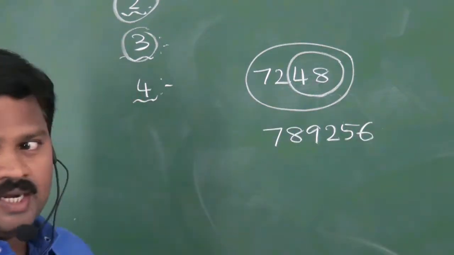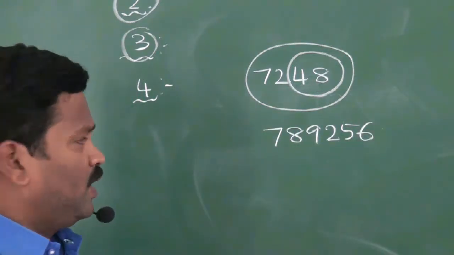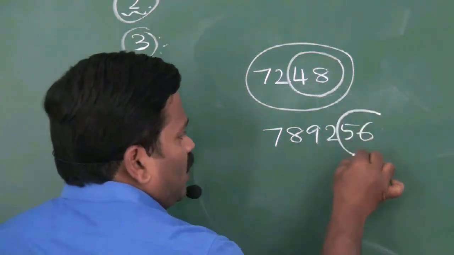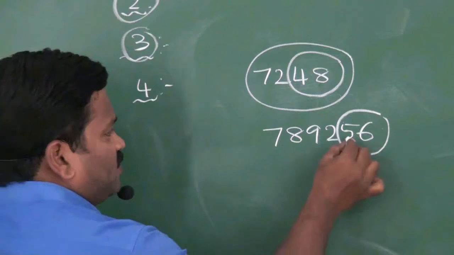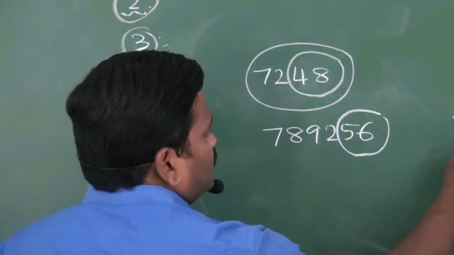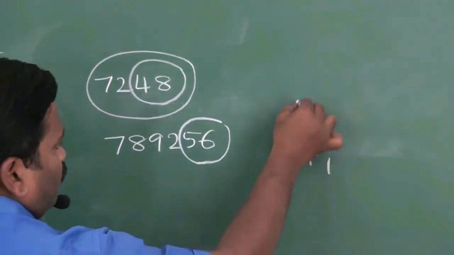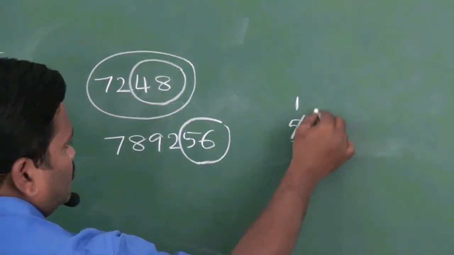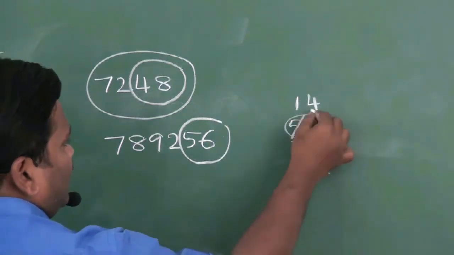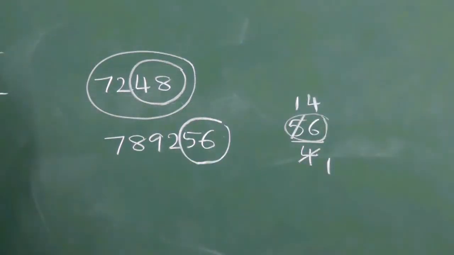Is this number divisible by 4? Let us check. We will observe only the last 2 digits. 56. Is this 56 divisible by 4? Yes. 4 1s are 4. The remainder is 16. 4 4s are 16. Therefore, this 56 is exactly divisible by 4.